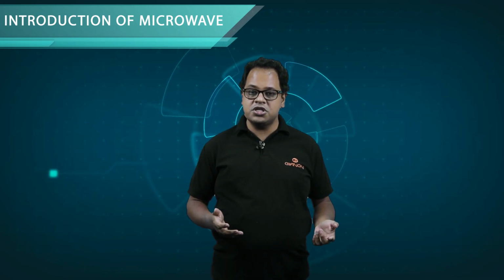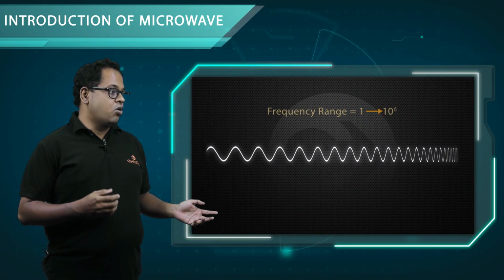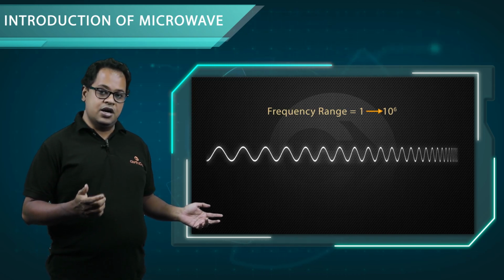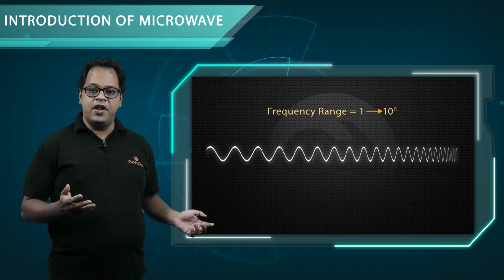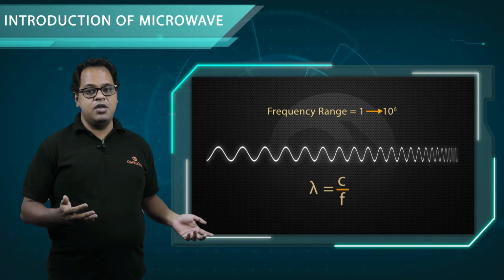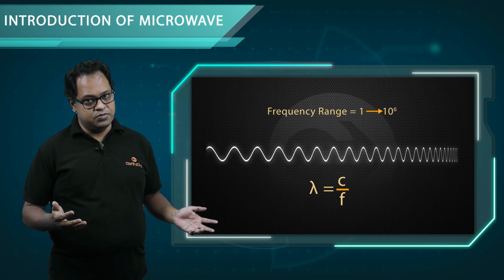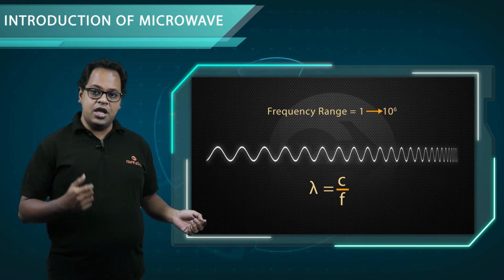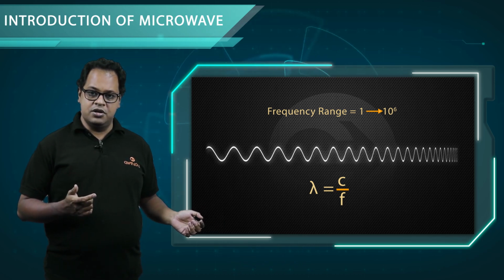Now obviously the question is, which frequency range is microwave? The microwave frequency range is from 1 to 10 to the power 6 GHz. And already you are aware that wavelength lambda is equal to c by f from your class 12 concepts, which in case of microwave is 10 centimeter to 1 centimeter.